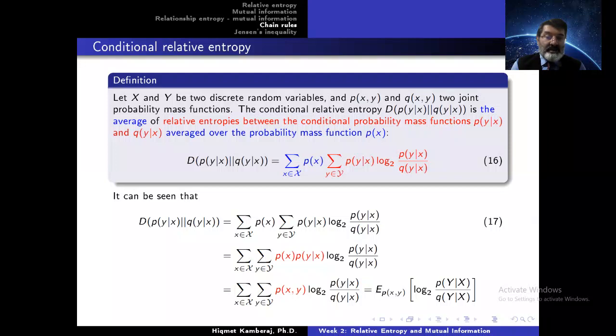Then I go on the third line and write a double sum over x and over y. Then I have p of x and y, log with base 2 of the same ratio p of y given x over q of y given x. Now this last line gives me the expected value, with the probability mass function p of x and y, of this function, log with base 2 of this ratio p of y given x over q of y given x.